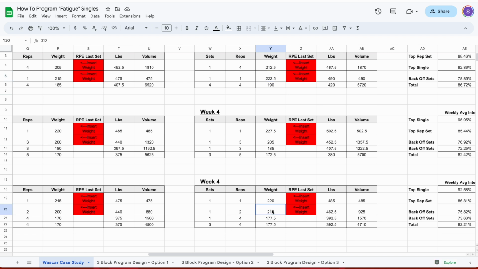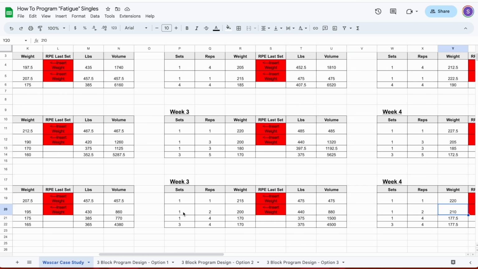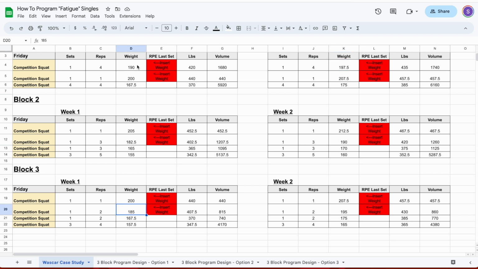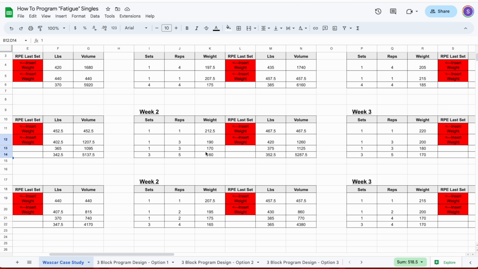And again, we can look at this. Now he's hitting a double at 210. That's 2.5 kilos less than he did for a set of 4. He did a double at 200, 5 kilos less. He did a double at 195, 2.5 kilos less. Did a double at 185, 5 kilos less than this 4. Once we started implementing these singles, his rep work took a big hit.